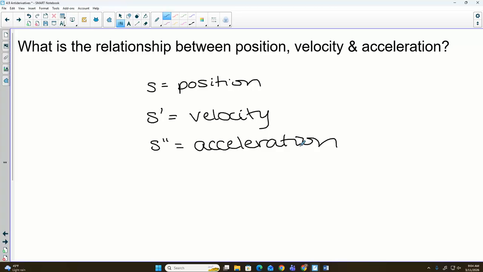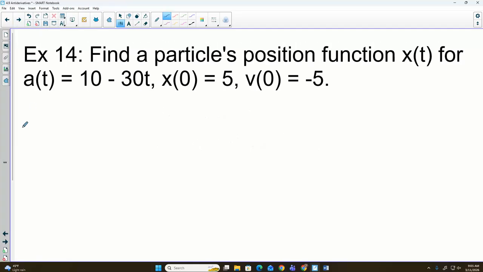So we know how these things are related. We're used to starting with a position function and working our way down to whichever one we need. But now that we know a little bit about antiderivatives, we could really start with any of them and figure out the others, no matter which way we had to go. So let's look at this one. Find a particle's position function x of t for a of t equals 10 minus 30t, x of 0 equals 5, and v of 0 equals negative 5.